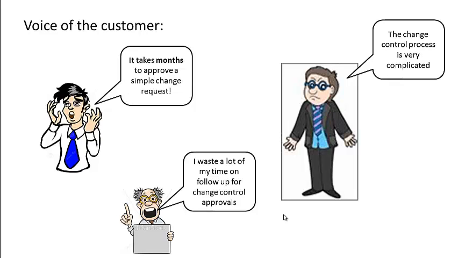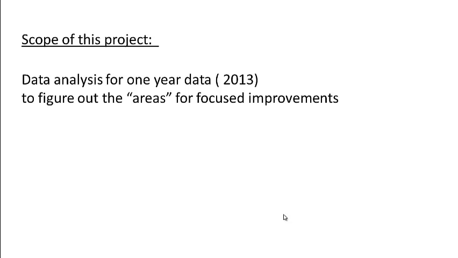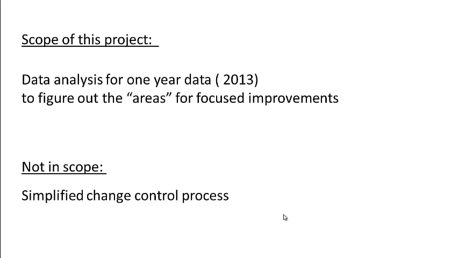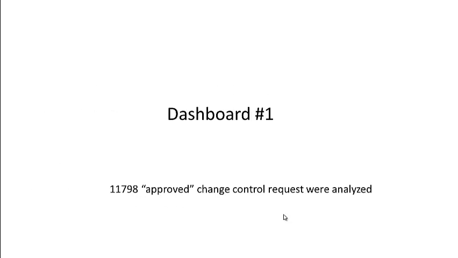Okay, so the scope of the project that we decided was that we do data analysis for 1 year data, that was 2013, to figure out the areas for focused improvement. What is not in the scope of this project is a simplified change control process. Obviously, that is the phase two which we are working on now, of simplifying the whole overall change control process. The data sources are the company R3 system, SAP system.